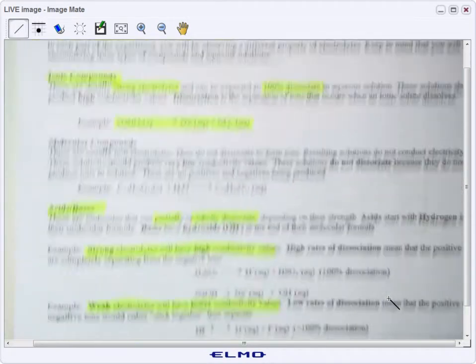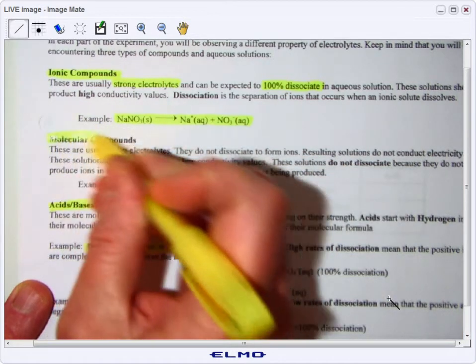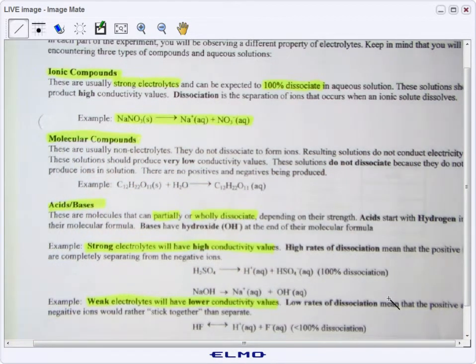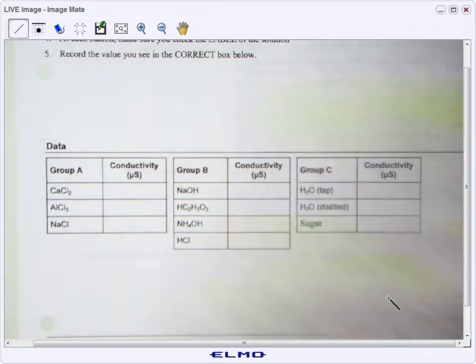And then group C is your molecular compounds. Molecular compounds, right? They don't have ions. They don't split into their ions, so they don't conduct electricity. So that would be your group C on the data table. Those are molecular compounds.